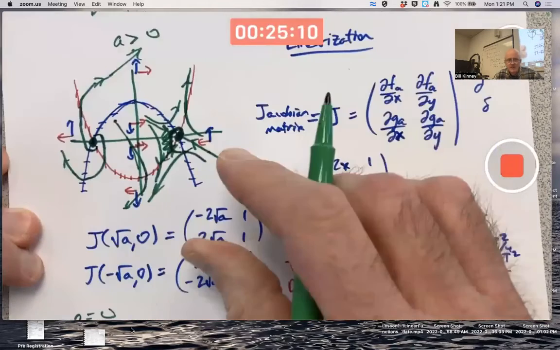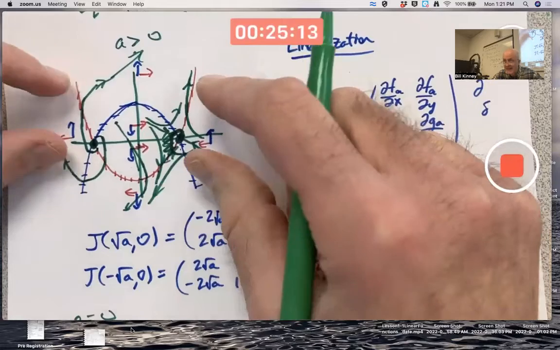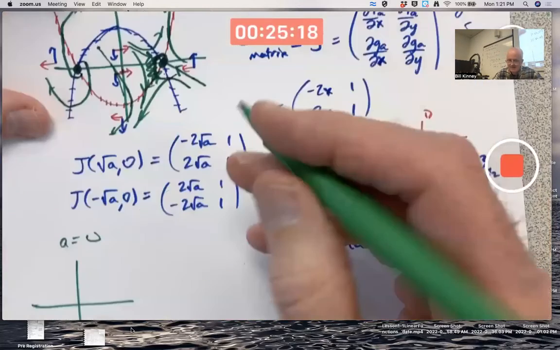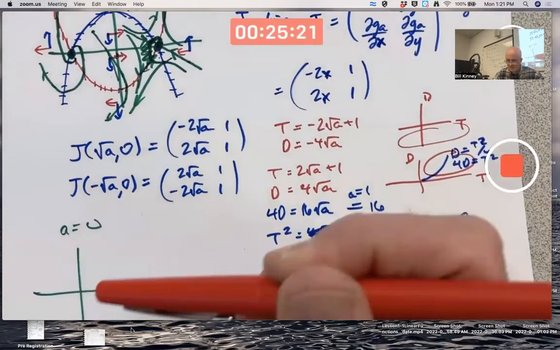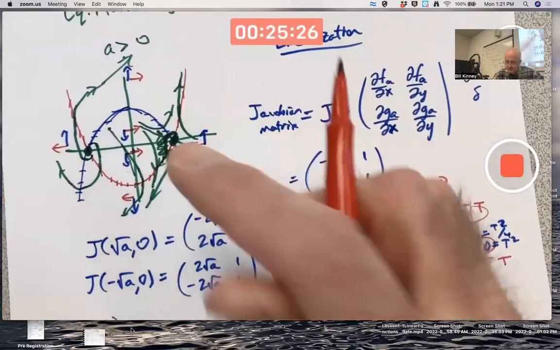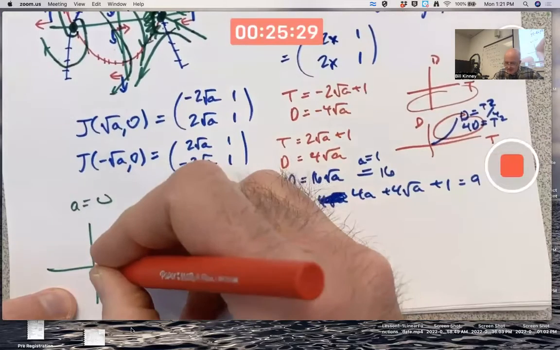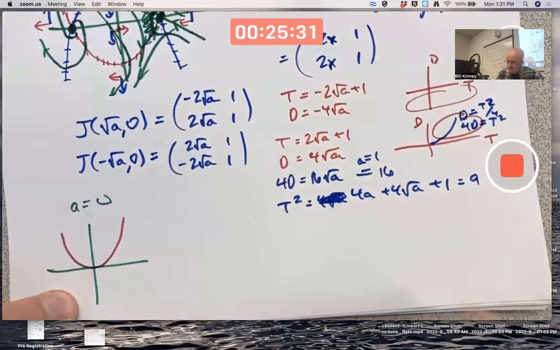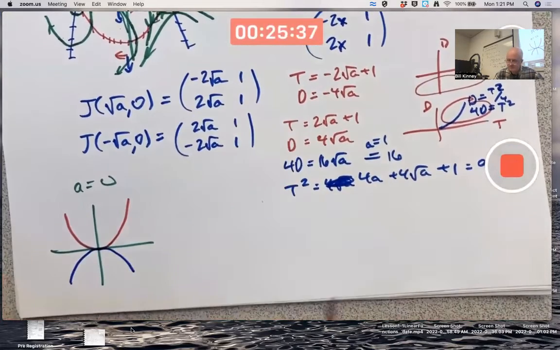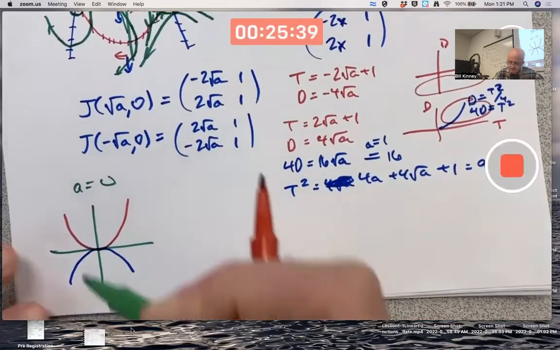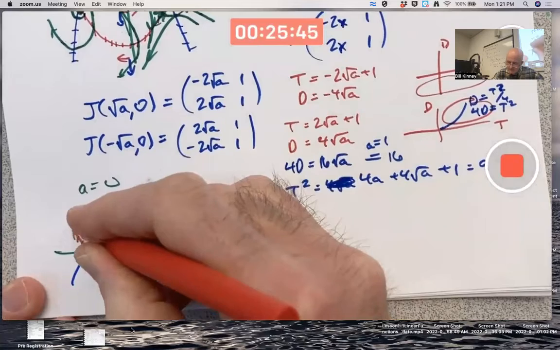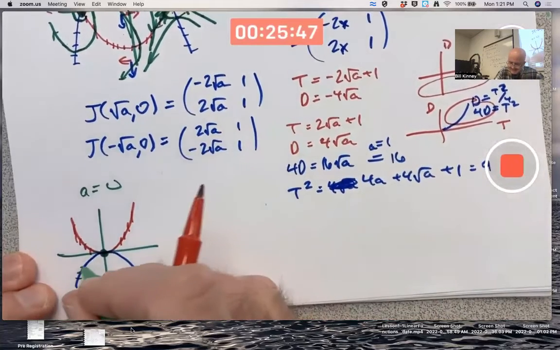As a increases towards 0 or decreases towards 0, so I'm imagining a decreasing here, these parabolas are going to merge. Well, they don't literally merge. They move together, so to speak, so that these points move toward the origin. The red one becomes this one when a is 0, and the blue one becomes this one. You've got one equilibrium point at the origin. Still cross the red one vertically and the blue one horizontally.